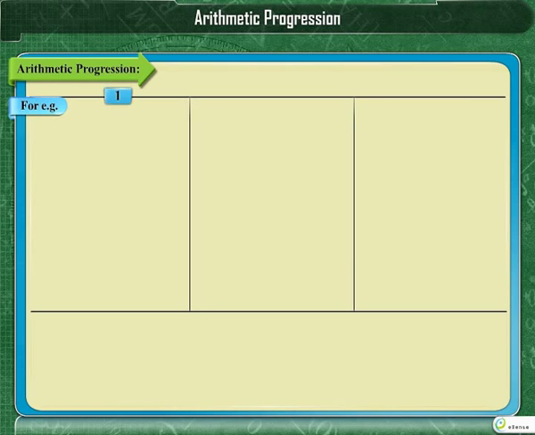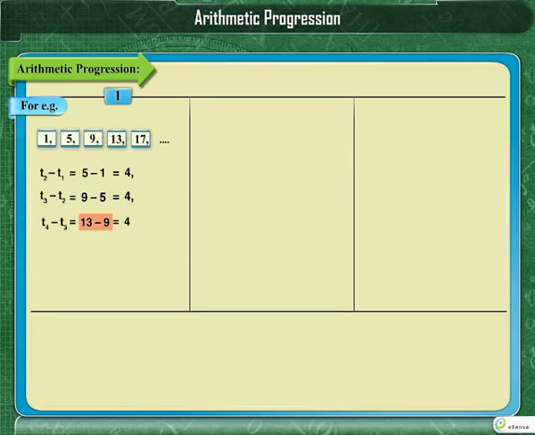Consider the sequence 1, 5, 9, 13, 17 and so on. What is the speciality in this sequence? In this sequence, T2 minus T1 is 5 minus 1, which is 4. T3 minus T2 is 9 minus 5, which is 4. T4 minus T3 is 13 minus 9, which is 4, and so on. This means the difference between any two consecutive terms is constant, that is 4.